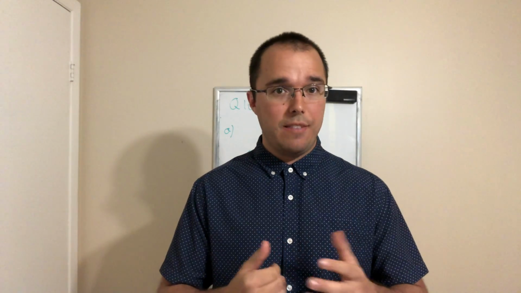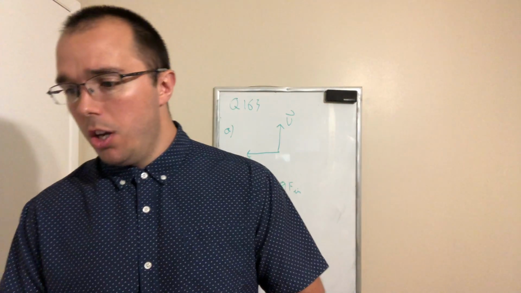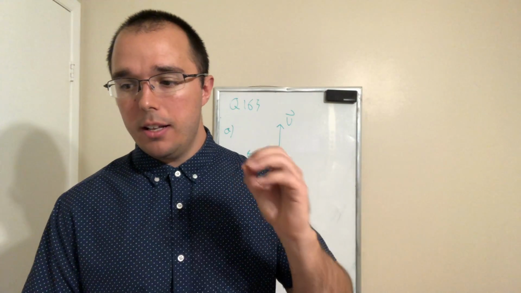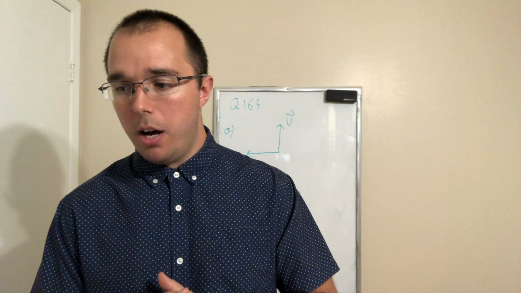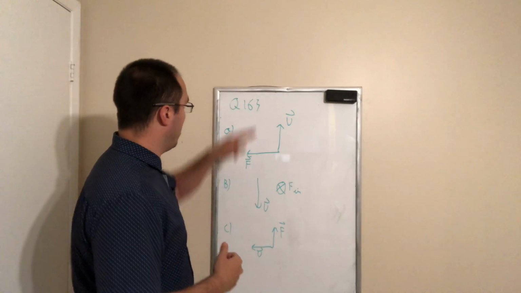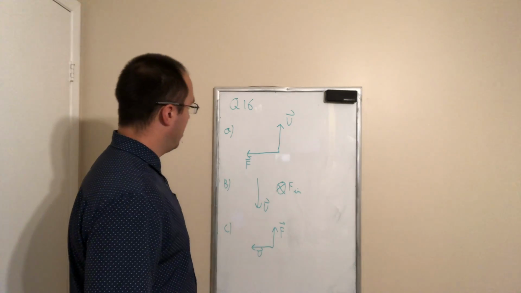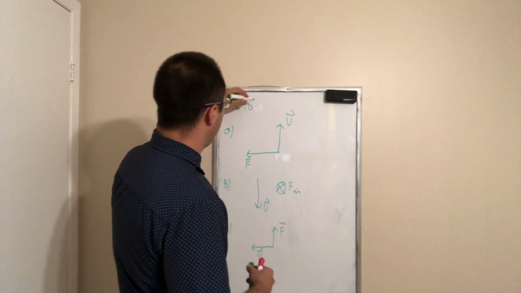All right, let's tackle another example using the right-hand rule. So this time it is question 165. Let's read the question. Question 165. What is the direction of the magnetic field that produces the magnetic force on a positive charge as shown in each of the three cases? Now, oh, there's an error here. It's not question 163. It's question 165.